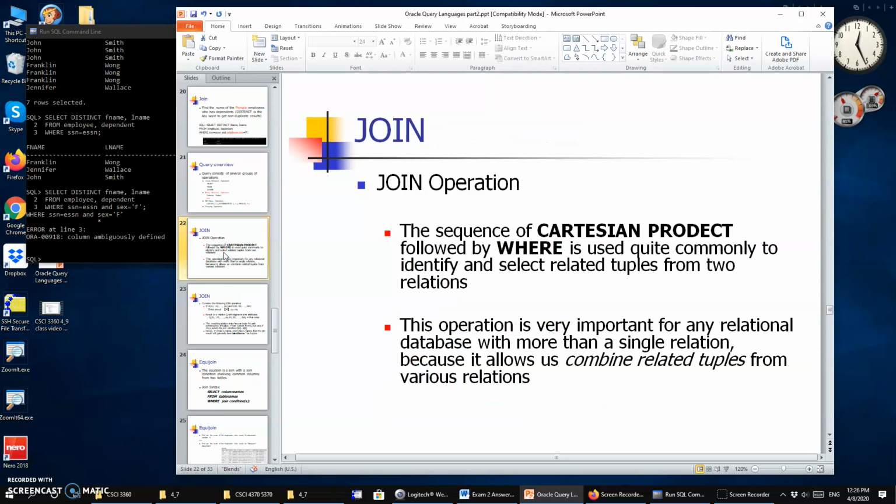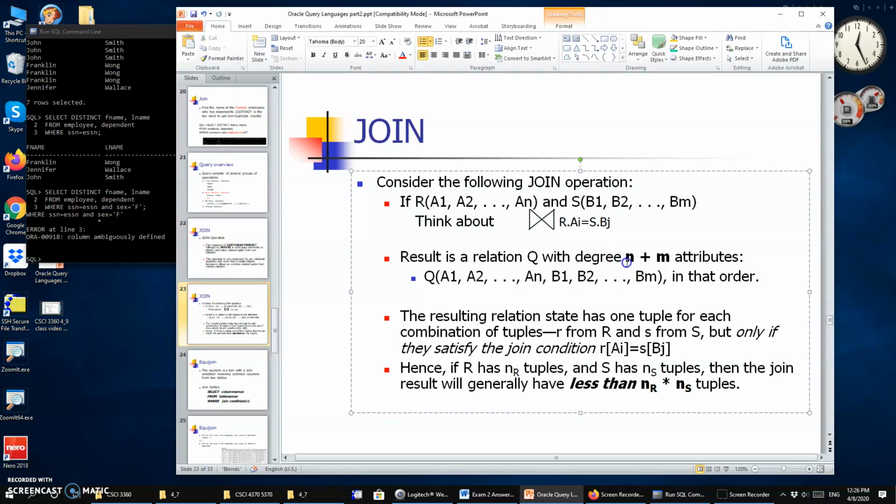So for the join operation, you can see that this is a Cartesian product plus a where condition. So you add a condition after the Cartesian product. In this case, you still end up with n plus m attributes from the two tables, which means the n attributes are from the first table and the m attributes are from the second table. So the new table you generated still has this large number of attributes. However, the number of tuples is going to be less because you add a where condition, so you filter out many other things.